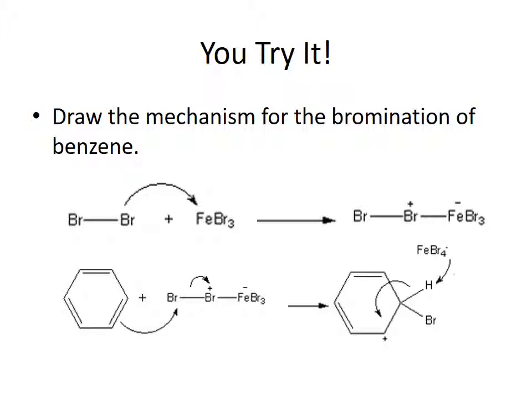of the complex. This then gives you an iron tetrabromide anion that can act as a base and pick up the proton, releasing hydrobromic acid and regenerating the iron 3 bromide. When that proton leaves, it throws its electrons into the pi system, and the pi system is restored to an aromatic system.